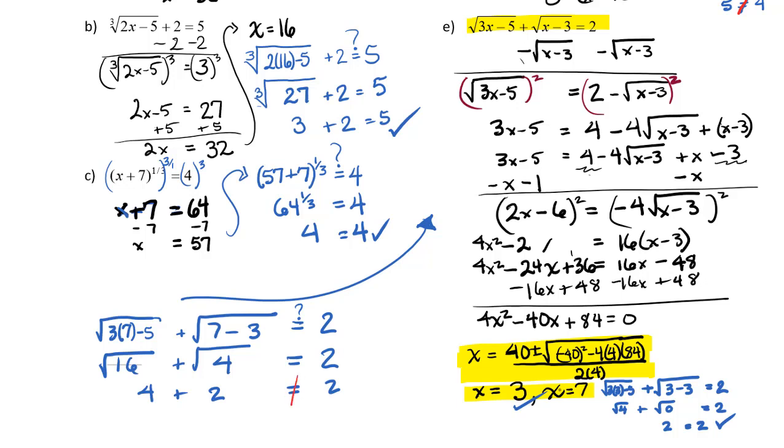So we would throw out the 7. The 7 does not work in our equation. So our one solution to this equation is 3.